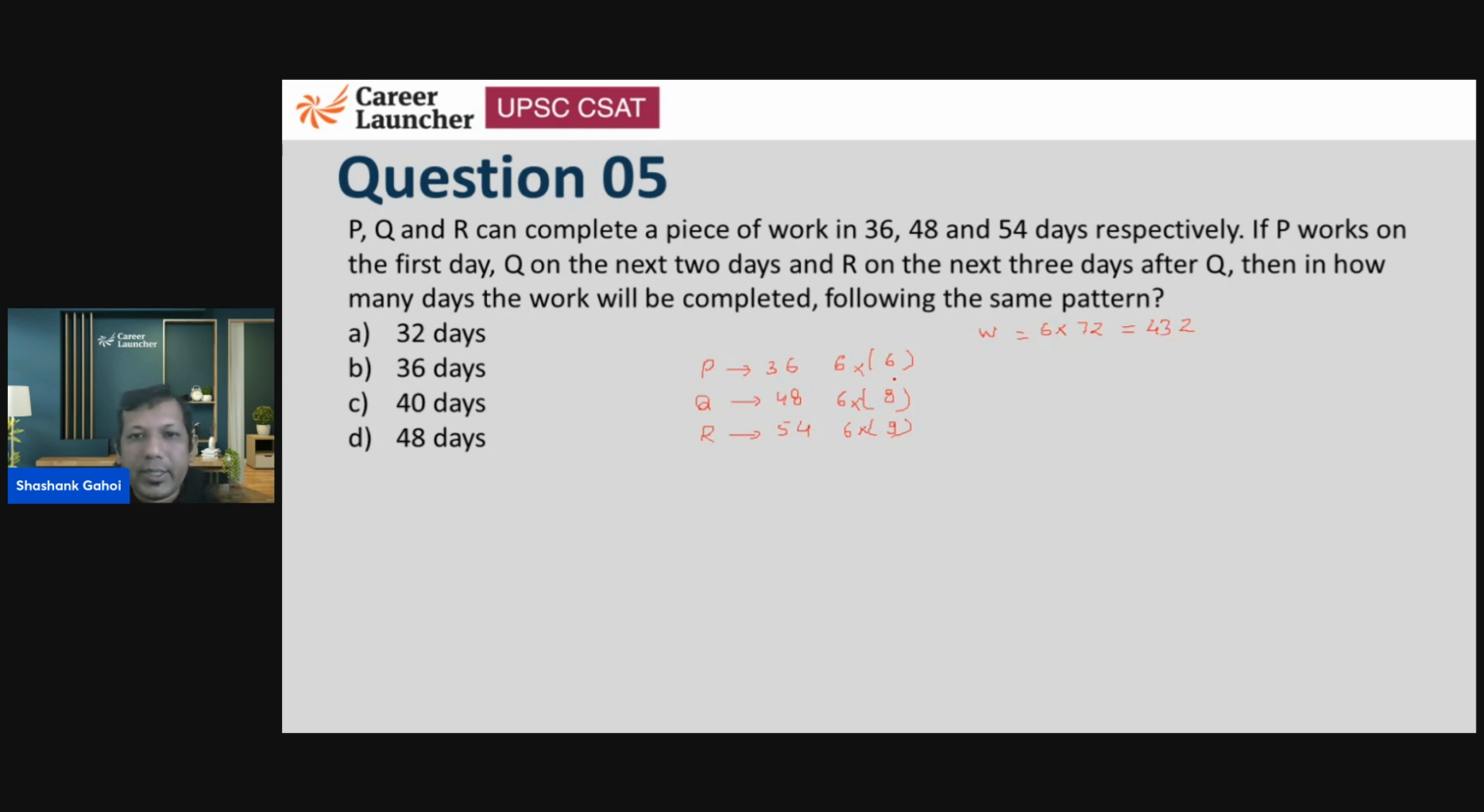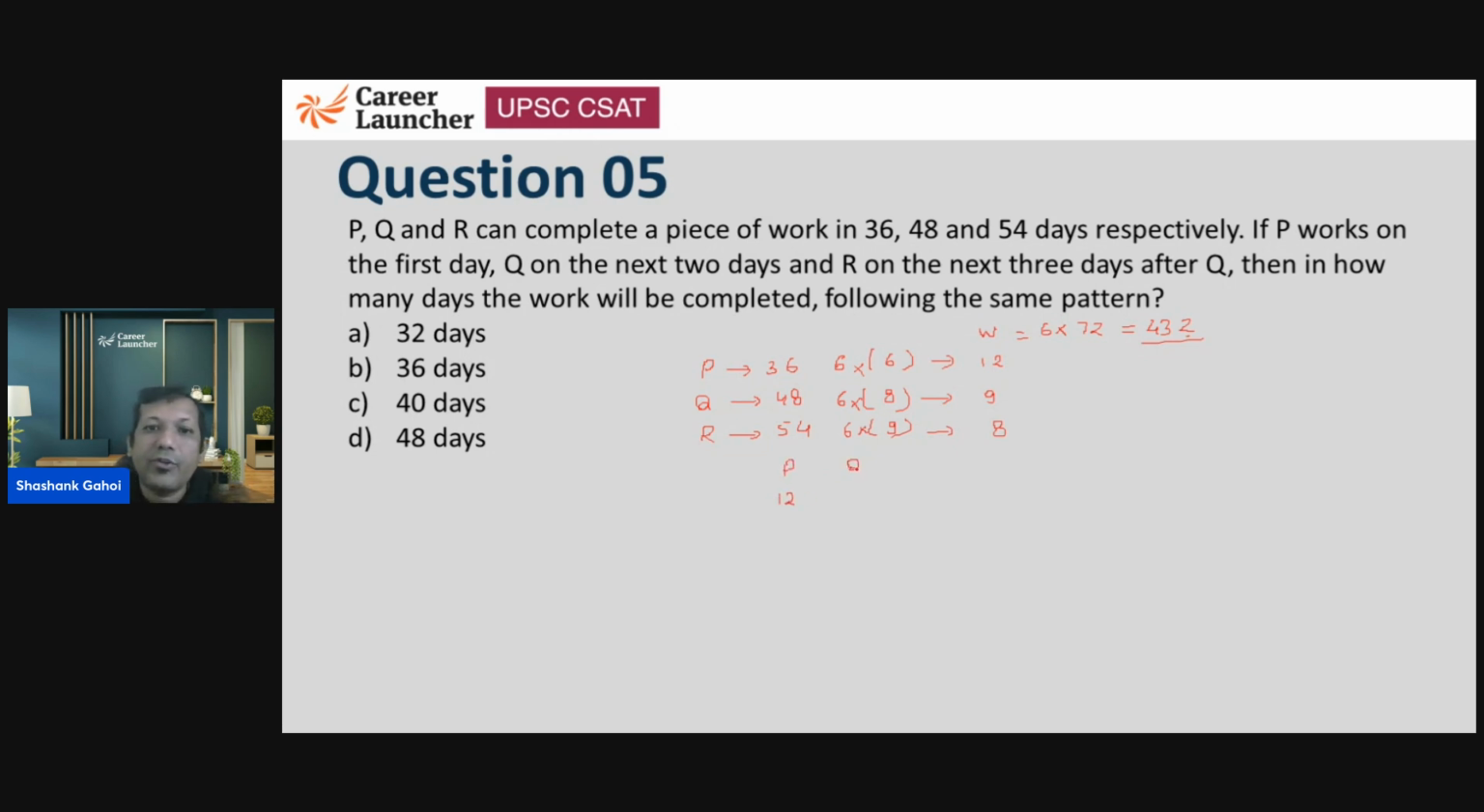Now the efficiency of this is going to be 12. Efficiency of this is going to be 9. Efficiency of this is going to be 8. Okay, so I have assumed total work as 432. That is the LCM of all the numbers, and total work divided by number of days is going to give you individual efficiency. Now P is working only for the first day, so that is 12 units.